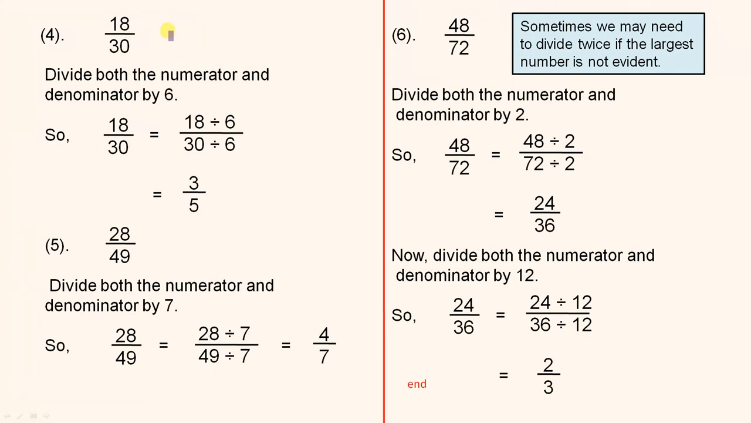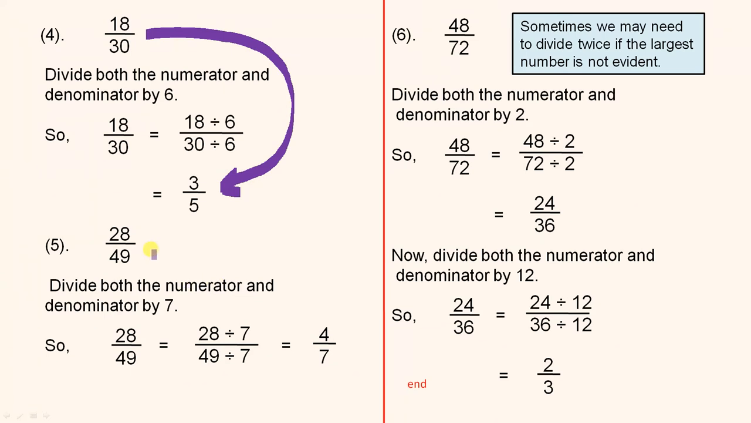18 over 30. A knowledge of tables tells us that 6 is the number that divides into both of those. That's the largest number. So divide both the numerator and denominator by 6. So 18 over 30 will give us 18 divided by 6 over 30 divided by 6, and that's 3 over 5. So from the original fraction to the simplest form.